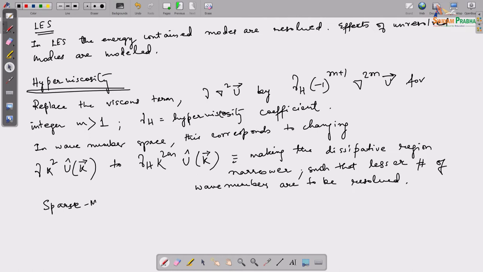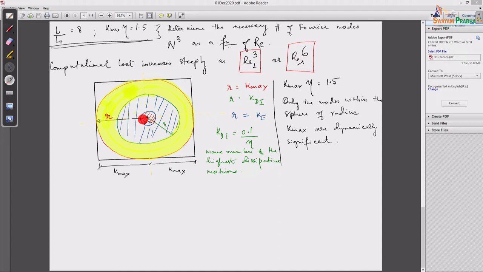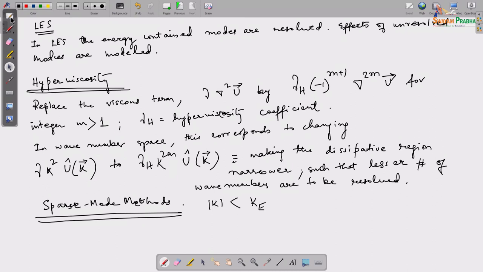Sparse mode methods. Here the energy containing modes are completely resolved, right? This is the region, and the energy containing modes in this zone, for R less than KE, are completely resolved. So, in sparse mode methods, energy containing modes are completely resolved.